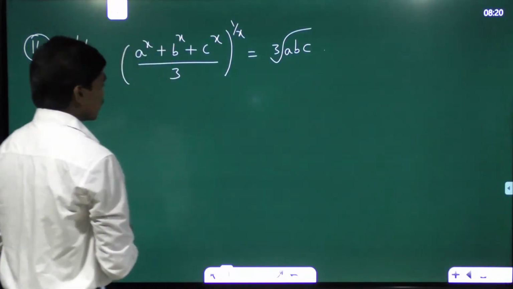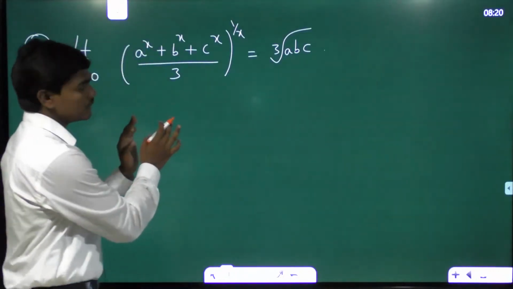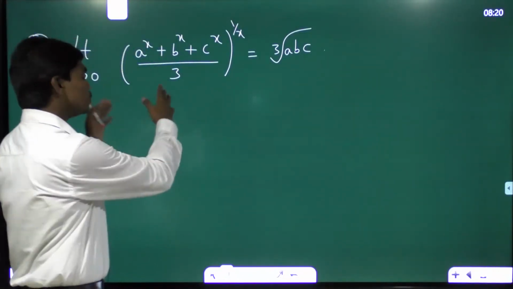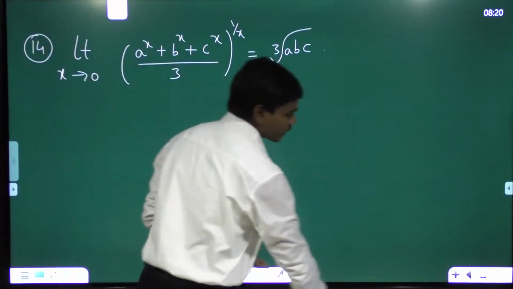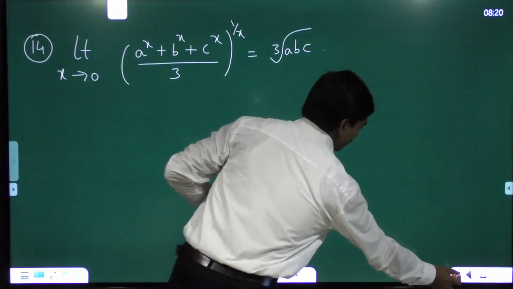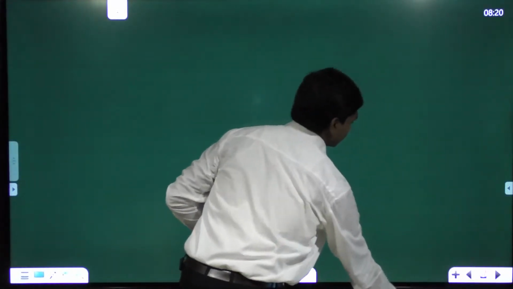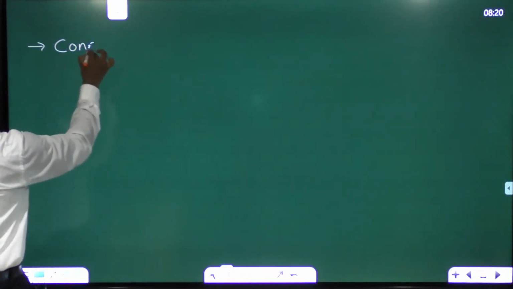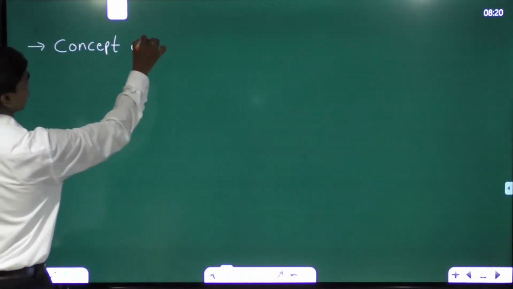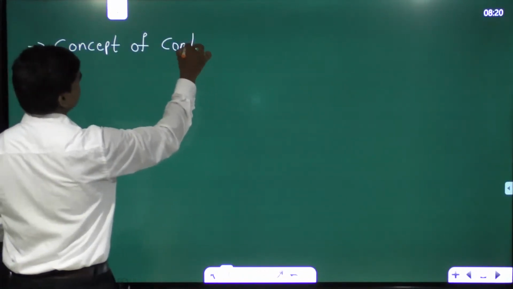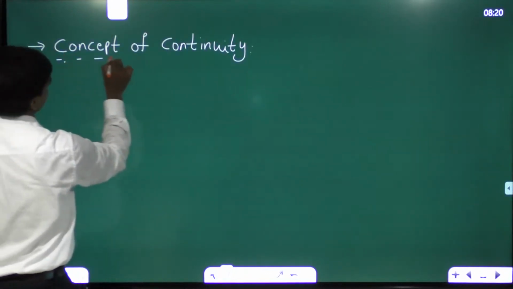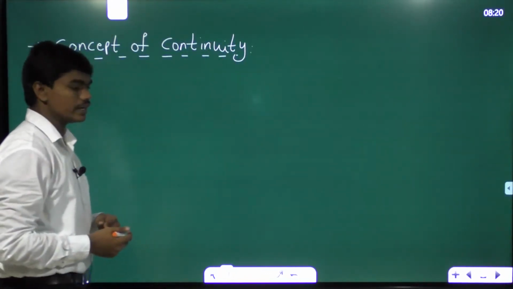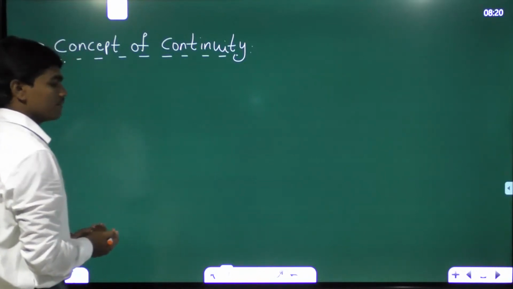Now I would like to sustain my discussion on limits here, because to show you these results, I need help of some differentiation formulas, which I could discuss now. So this is cube root of abc. Now, concept of continuity. Please be careful and learn this concept of continuity. Yeah, cube root of abc, all of you have made it correct.